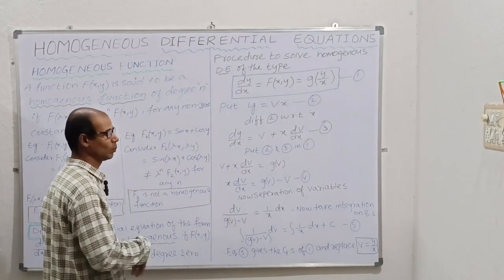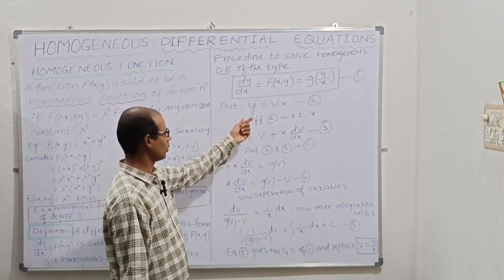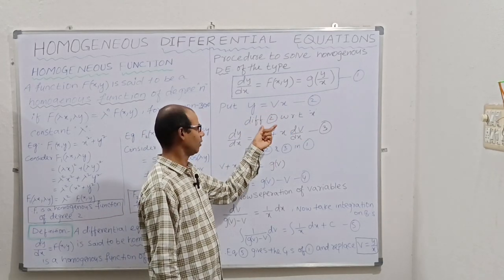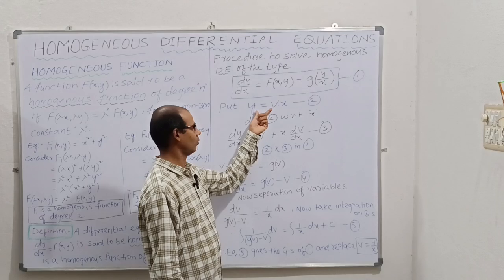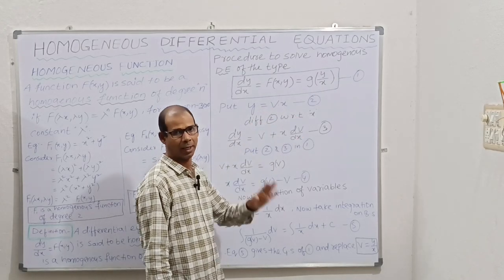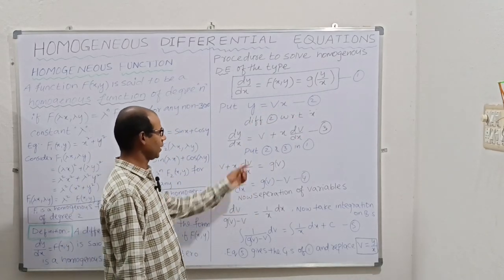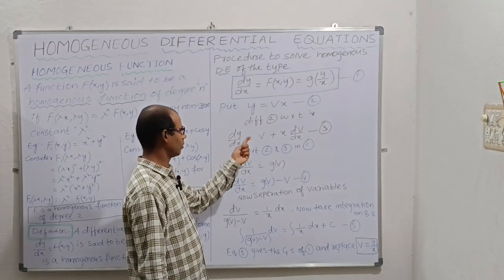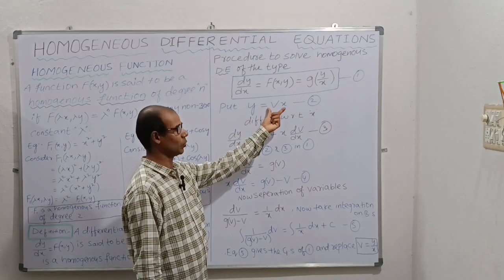Now what do we have to do? The next step is to differentiate equation number 2 with respect to x. Differentiate the given y is equals to vx with respect to x. Right? So now if we differentiate y with respect to x, dy by dx is equals to, now here you have to use the product rule.